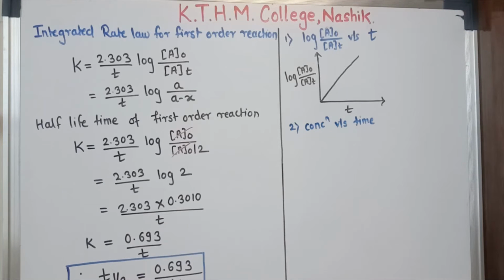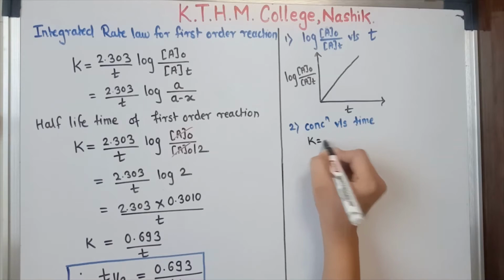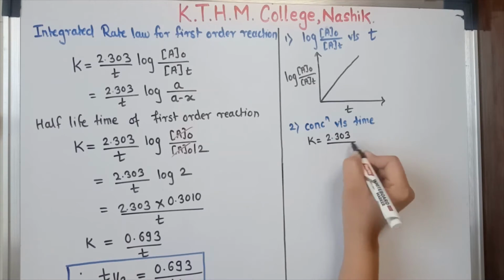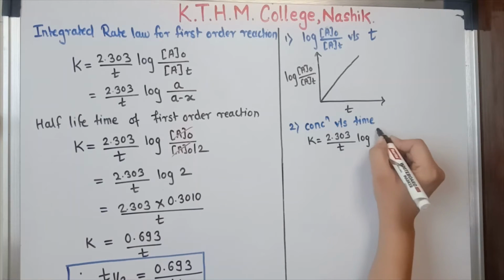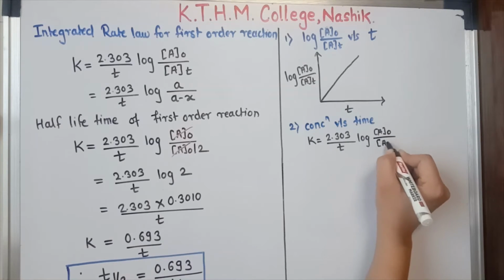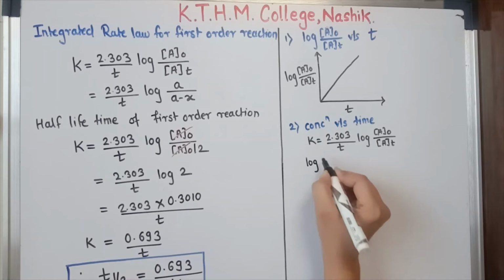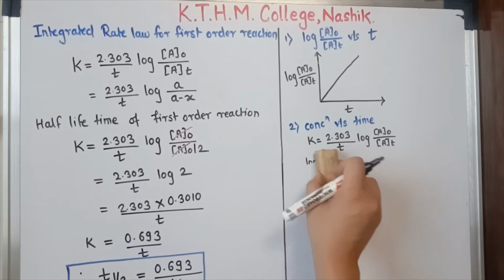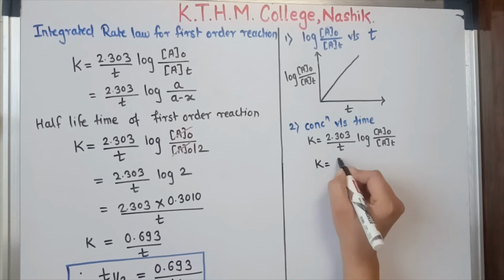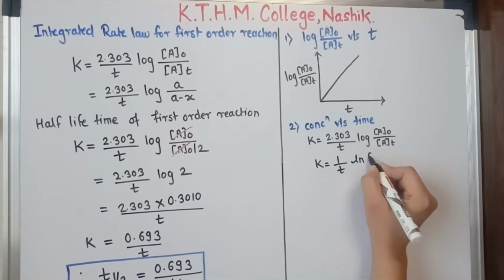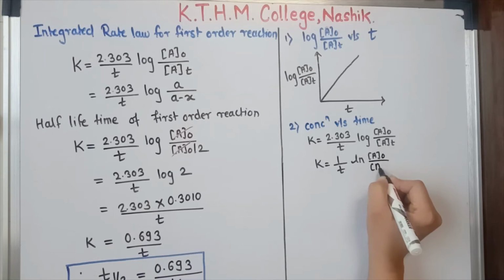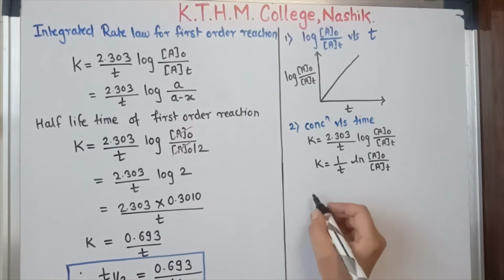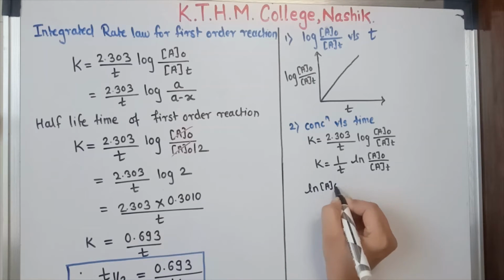So to find the concentration versus time, we have to rearrange that equation. That equation is K is equal to 2.303 upon t log of A naught upon At. Or we also have another equation, that is K is equal to 1 upon t ln of A naught upon At.